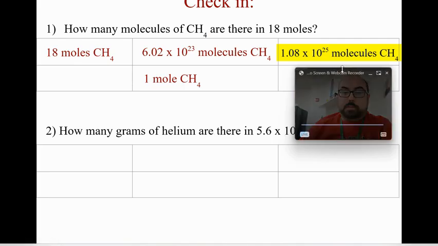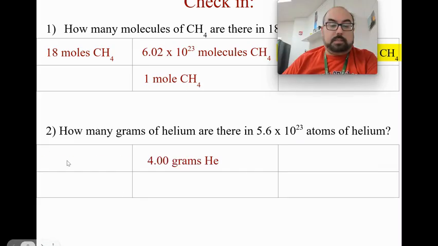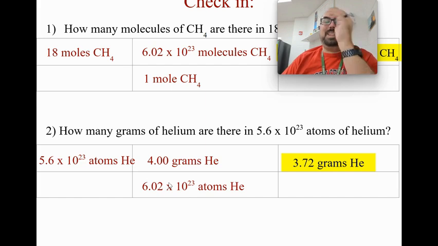Then, for number 2, how many... I'm having all kinds of tech problems today. How many grams of helium are there in 5.6 times 10 to the 23rd atoms of helium? So I'm going to start with my given, 5.6 times 10 to the 23rd atoms of helium. I know that diagonal units have to be the same. And so then diagonal units here, it's going to be that 6.02 times 10 to the 23rd atoms of helium.